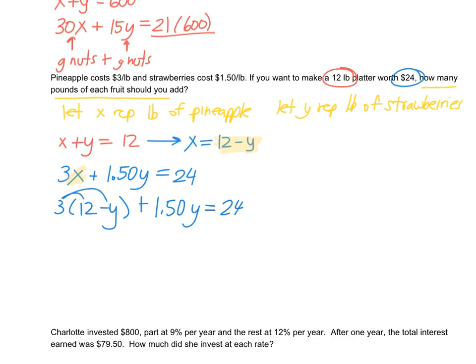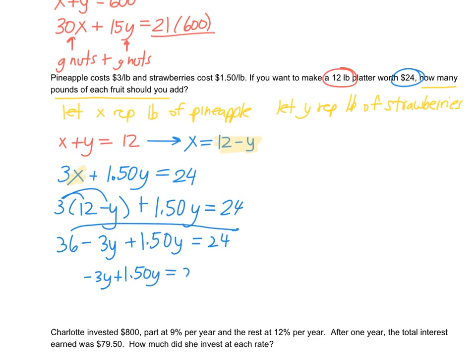And now we can distribute the 3 in. 36 minus 3Y plus 1.50Y equals 24. And now let's just finish this off. So let's bring the 36 over, and it will become negative. And then negative 3 plus 1.5 is negative 1.5Y. And 24 minus 36 is negative 12. And then we can divide both sides by negative 1.5. And we get Y is equal to 8.